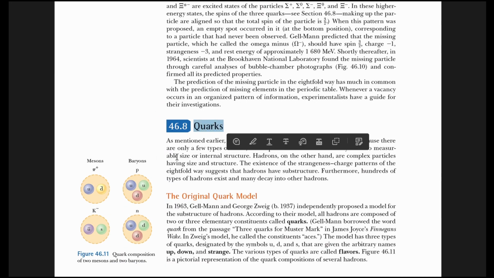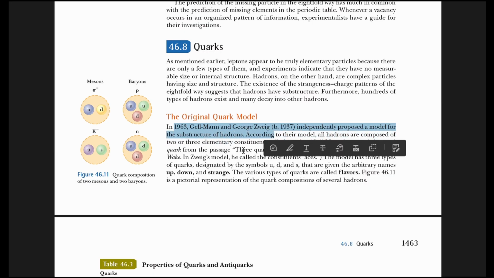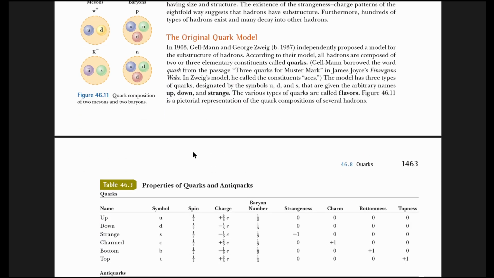We got quarks. Maybe you've heard of quarks before. You could see here the quark composition of 2 mesons and 2 baryons. So if you break down a neutron and proton, you can see they're made of several different quarks. The original quark model, 1963, Gell-Mann and George Zweig independently proposed a model for the substructure of hadrons. According to their model, all hadrons are composed of 2 or 3 elementary constituents called quarks. Really interesting theory, man. It's like you can keep breaking the world down into smaller and smaller Lego pieces.